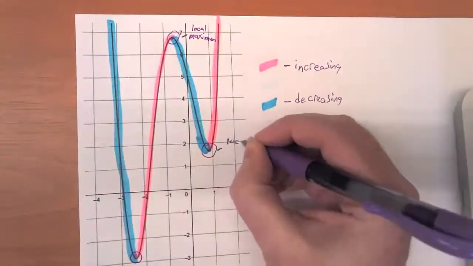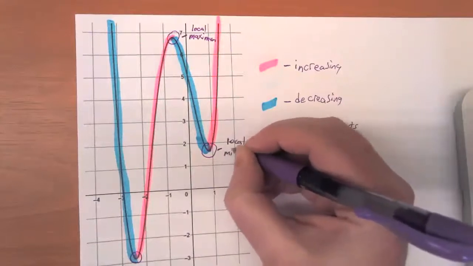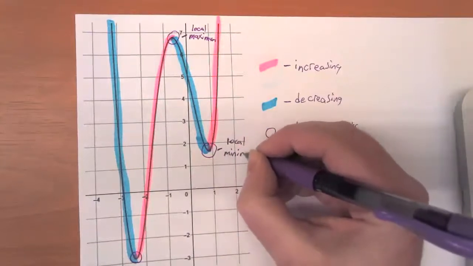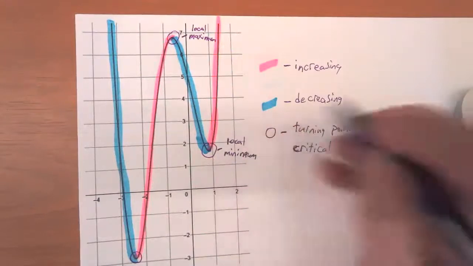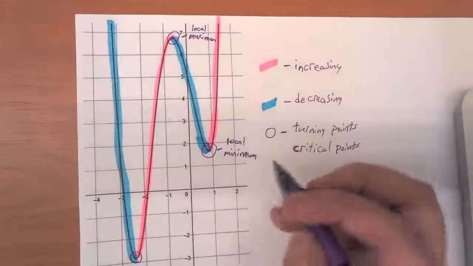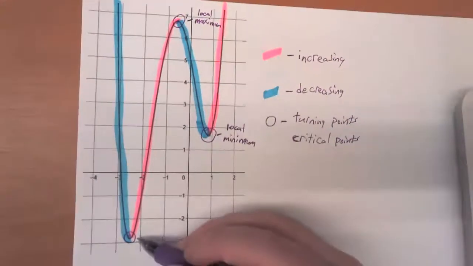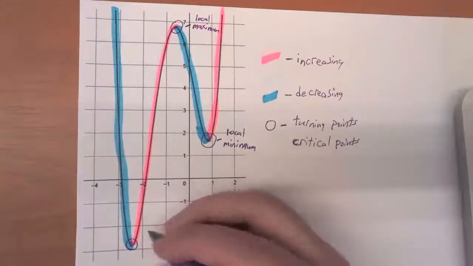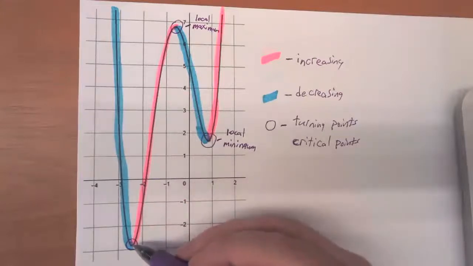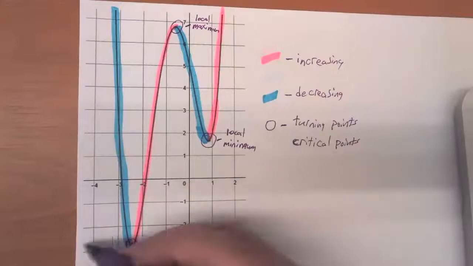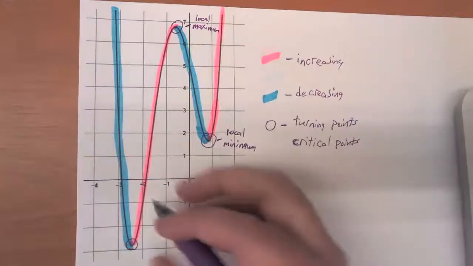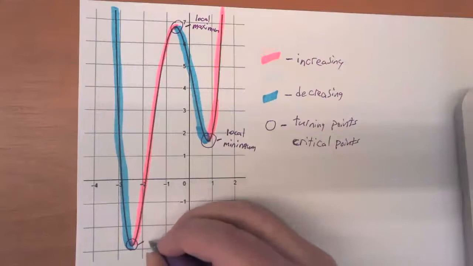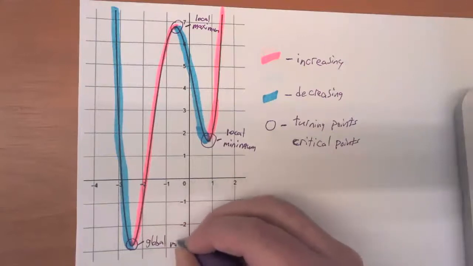If you said local minimum, then you get half a cookie. That was pretty obvious. This point down here is not only a local minimum, but it's also the lowest point that the graph ever reaches. So we'll give this an extra tag. We'll call this a global minimum.